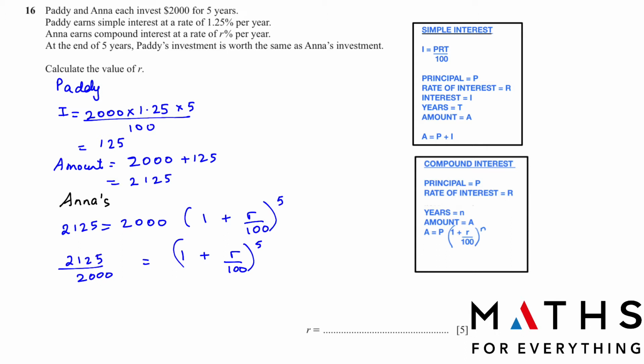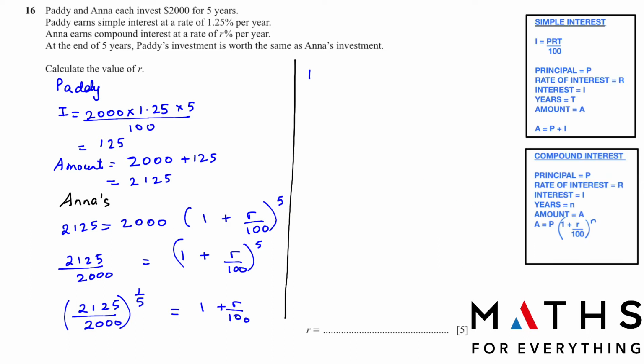Whenever you want to move your power to the other side, we write it as a reciprocal. So we got 5, we want to move it to the other side. Now it's going to become 1 over 5. That is equal to 1 plus R over 100. When we put this in the calculator, we'll get 1.012 is equal to 1 plus R over 100. Shift the 1 to the other side, it will become minus 1.